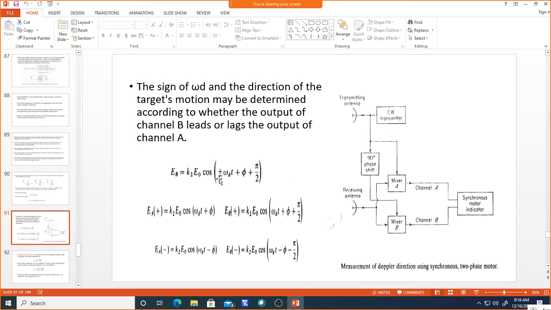So you can see here, along with the Doppler frequency and whatever the phase, we have additionally added a 90-degree phase with this phase shifter, and we can compare the two signals in channel A and channel B, to see whether the phase is leading or lagging. Based on that, we can detect whether the target is approaching or receding from the receiver.